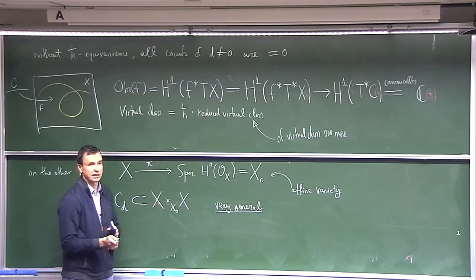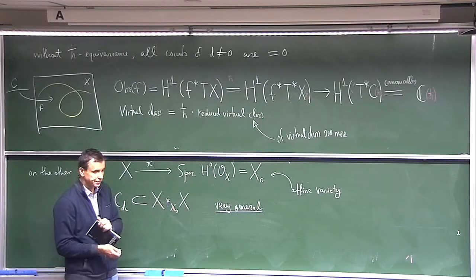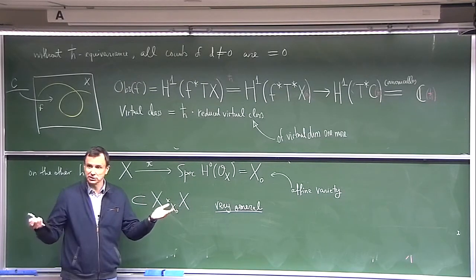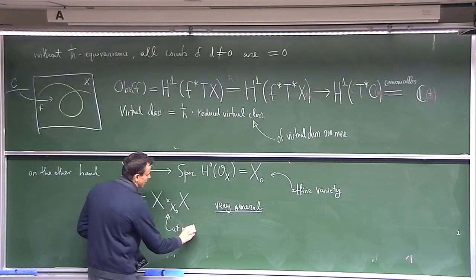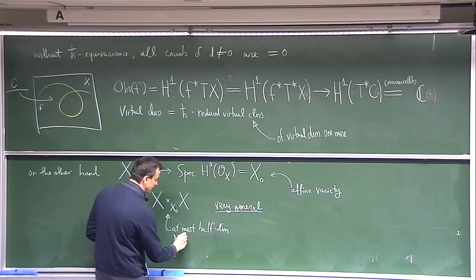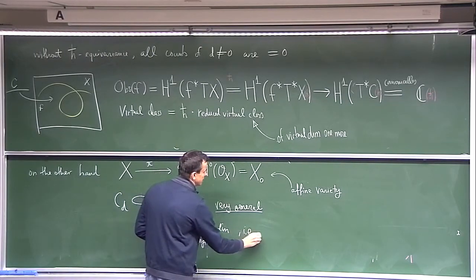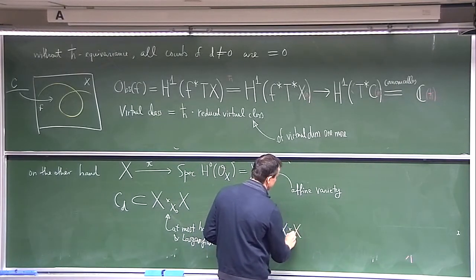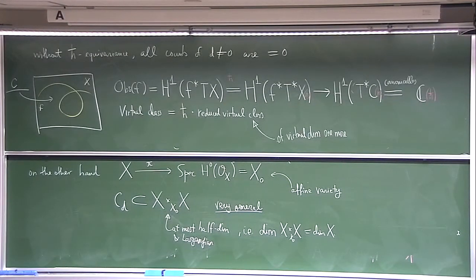So when is this variety big? If I have my X all going to one point, then X cross X over that point will just have dimension twice X. But in fact, this guy here is at most Lagrangian, at most half dimensional, and its components of half dimension are Lagrangian, i.e., the dimension of X cross X is not more than the dimension of X. And so we see we have a cycle of this dimension supported on a variety of this dimension.